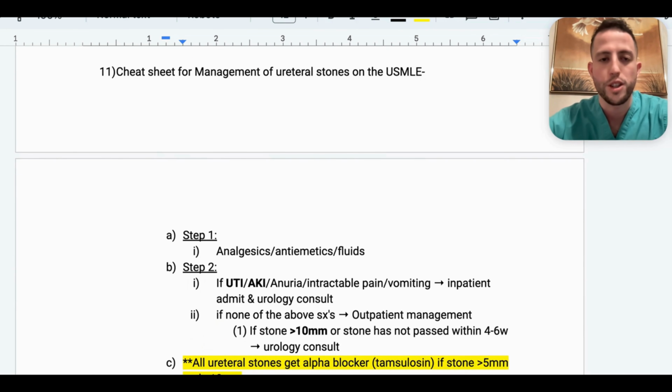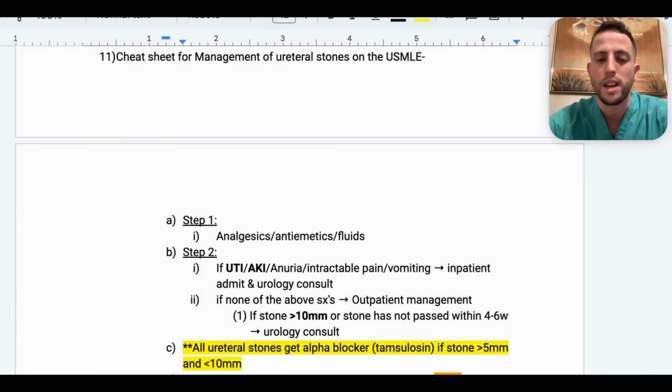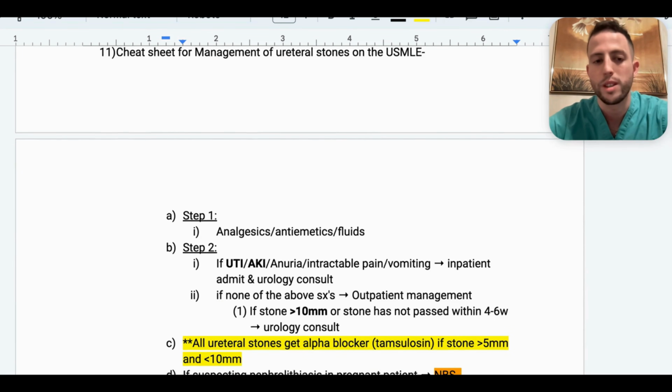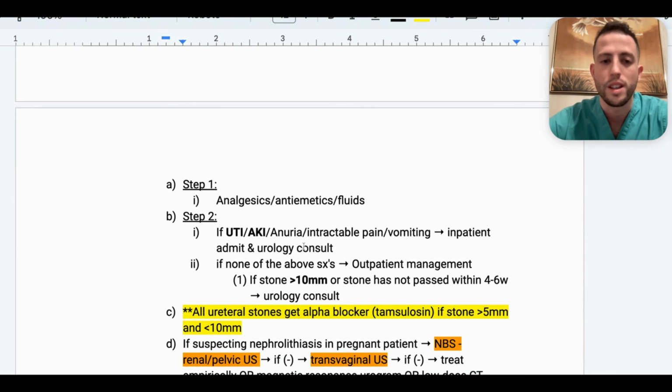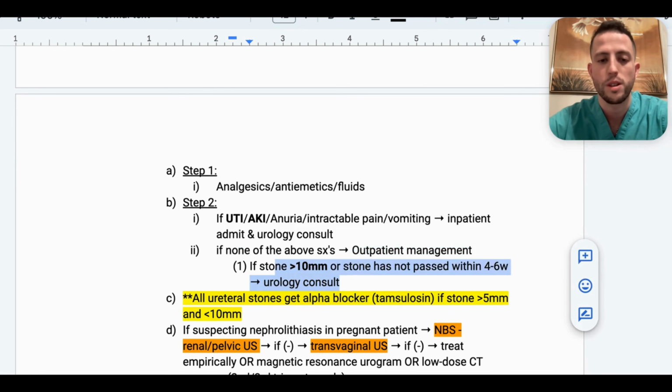All right, a cheat sheet for management of ureteral stones on the USMLE. Step 1 is analgesics, antiemetics, and fluids. Step 2 is if there's a UTI, AKI, anuria, intractable pain, or vomiting, you want to do an inpatient admission and urology consult. If none of the above symptoms, you can manage them outpatient. And so if the stone is greater than 10 millimeters or the stone is not passed within 4 to 6 weeks, then you do an outpatient urology consult.